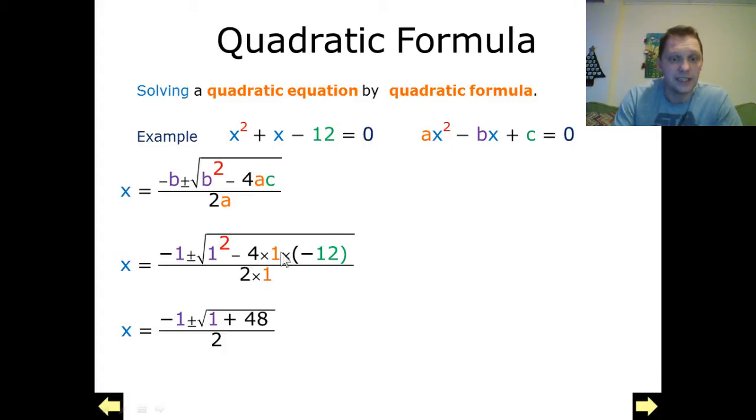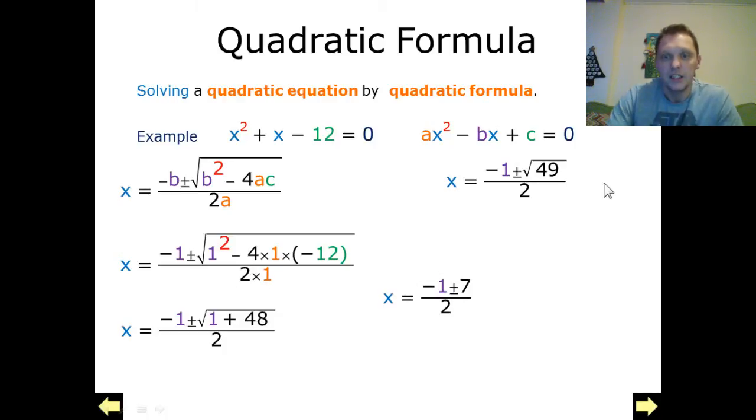So working out this little part just here, negative 4 times 1 times negative 12, that leaves me with 1 plus 48 inside my square root, which of course becomes minus 1 plus or minus root 49 divided by 2 because of our 2 times 1 here. So that leaves us, when we square root 49, with 7. Now our solution for x is going to equal minus 1 plus or minus 7 divided by 2.